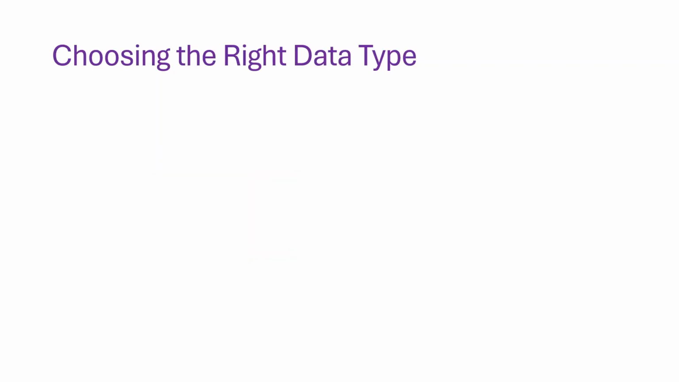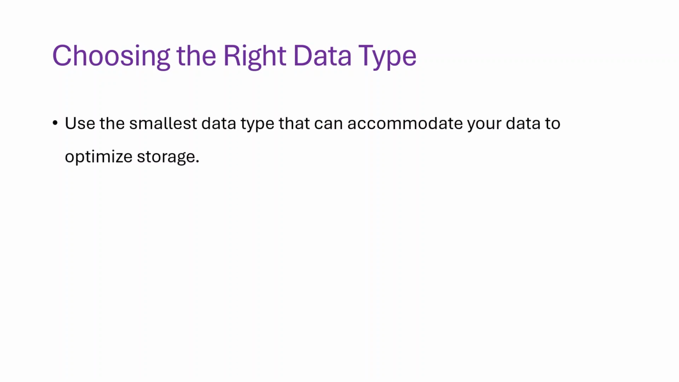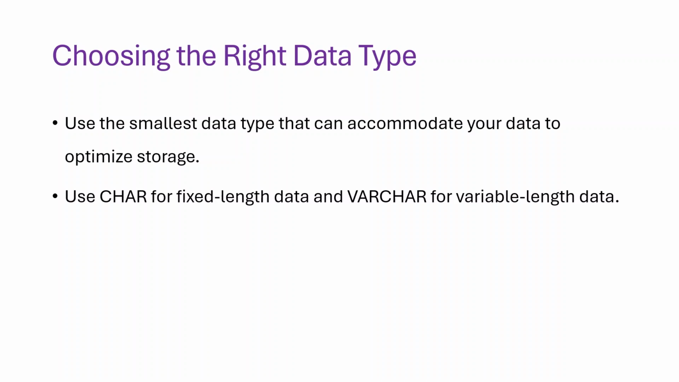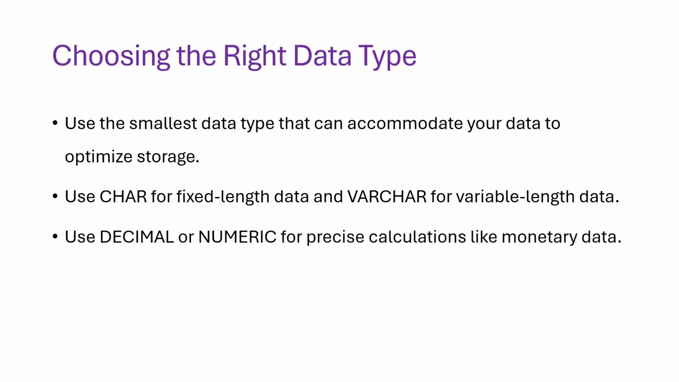Finally, I'll give you 4 tips on how you should choose a data type. The first one is to pick the smallest data type that can accommodate your data to optimize storage, because if you choose a very big data type, it's going to take a lot of memory and hamper your application performance. Second, if you want fixed length data, use the char data type, whereas if you need variable length data, pick varchar. Third, if you want to perform a lot of calculations, you should use decimal or numeric data types. Finally, if you want to store any kind of media or file data, pick binary types.